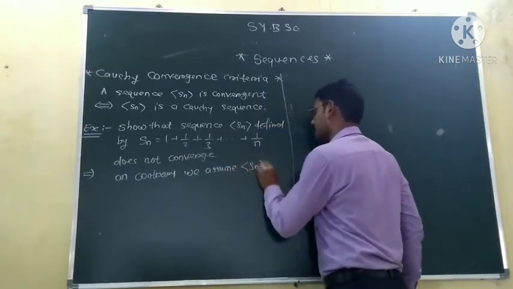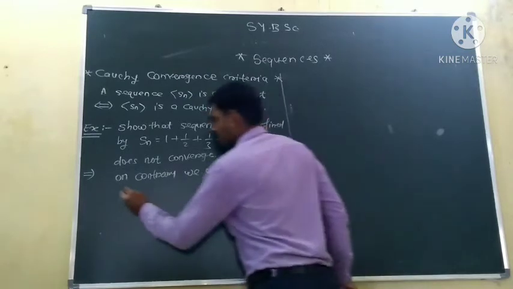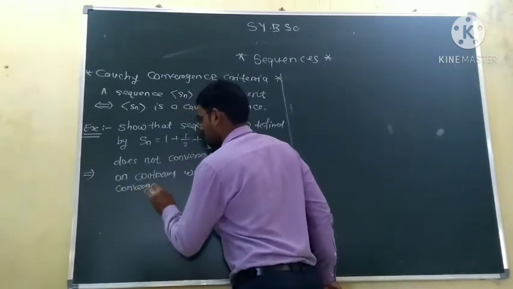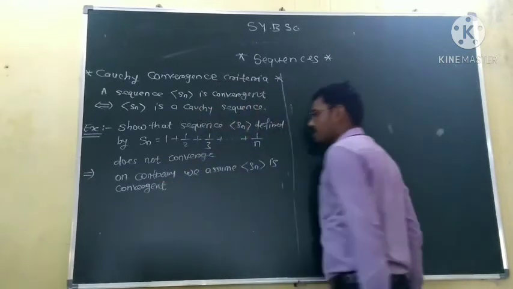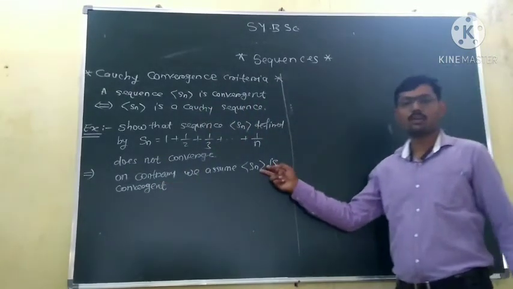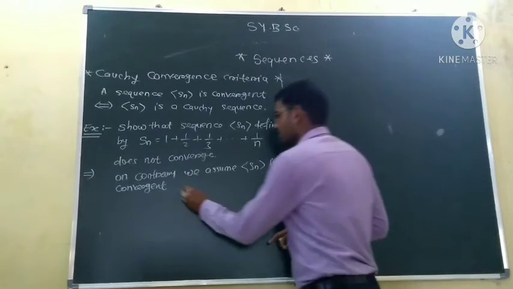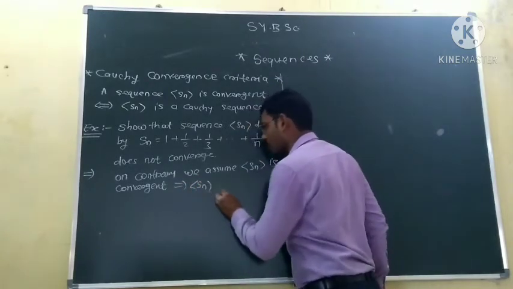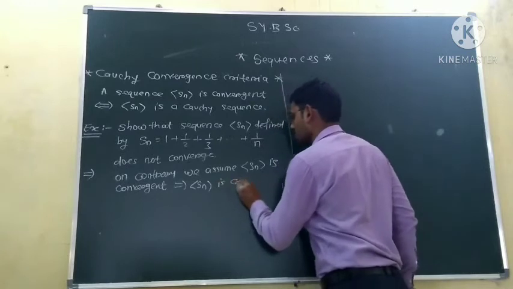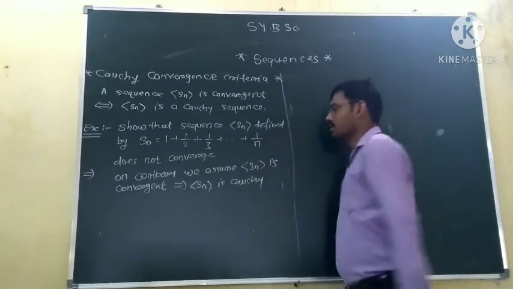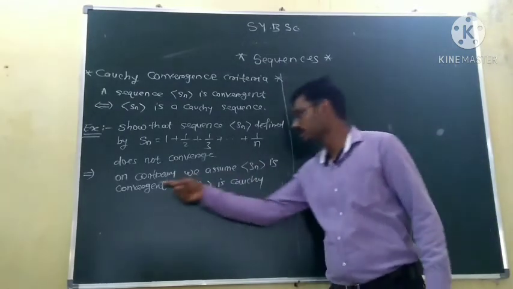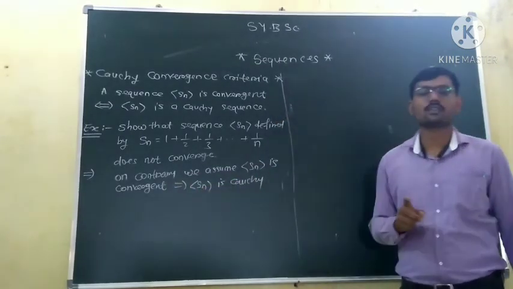that Sn is convergent. Now, since the sequence is convergent, this implies sequence Sn is a Cauchy sequence, since every convergent sequence is a Cauchy sequence.